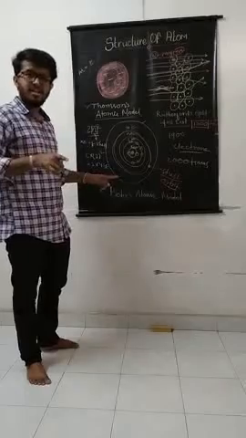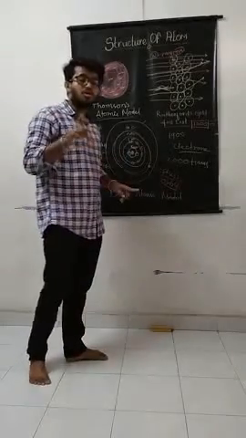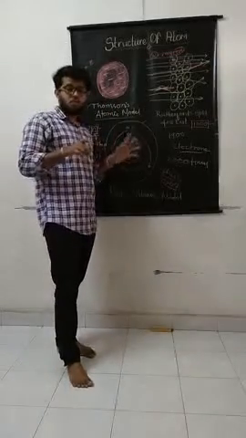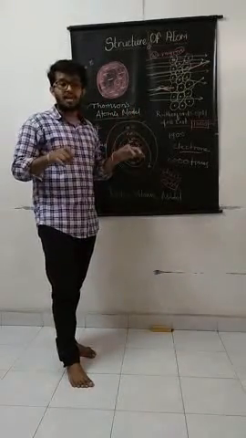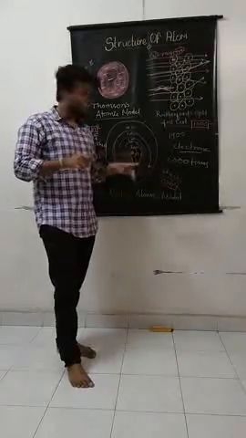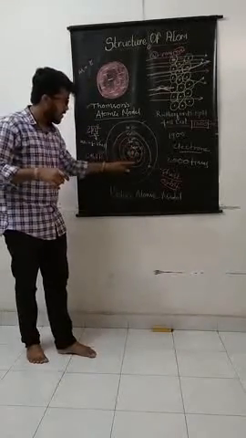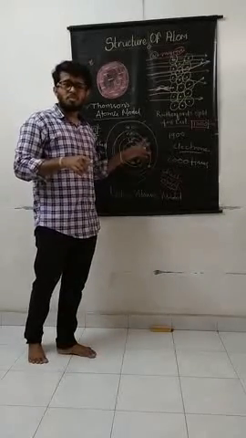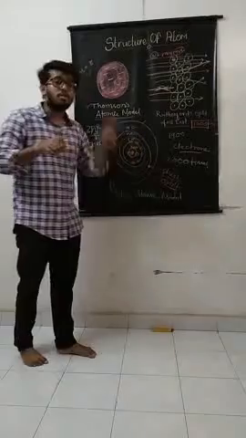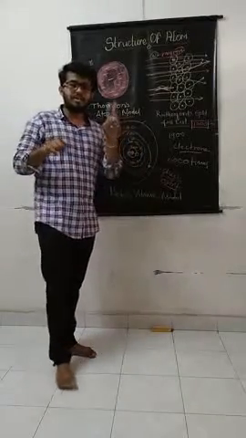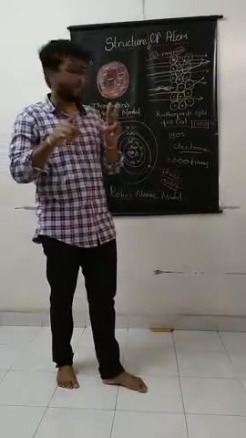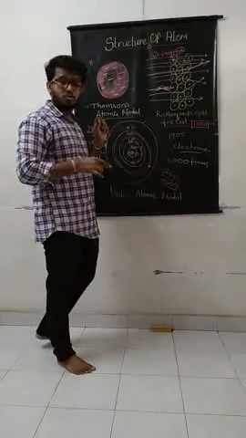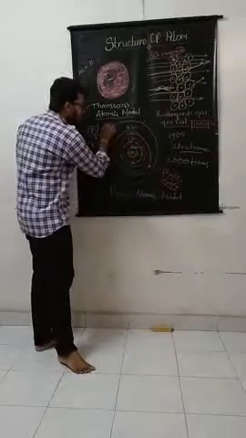But the valency may be 6 or 2, because due to the octet rule, all atoms want to fulfill their outermost shell with 8 electrons. In the outermost shell there are 6 electrons present. To make that 8, it requires only 2 electrons. It is easier to gain 2 electrons than to release those 6 electrons. So it has the valency of 2.